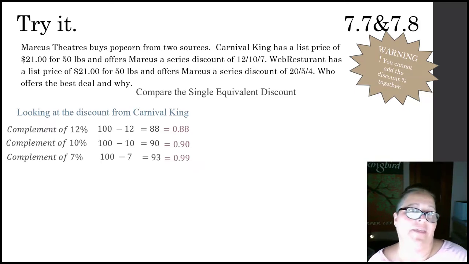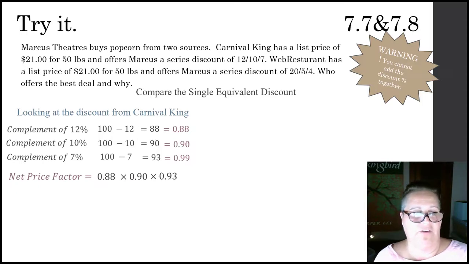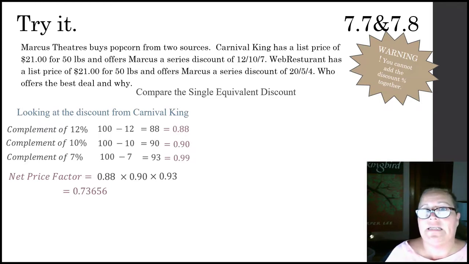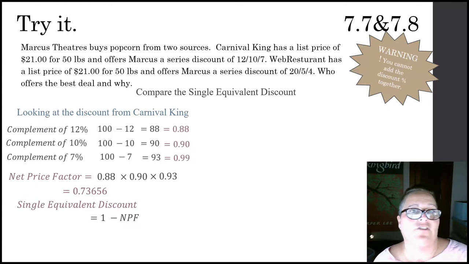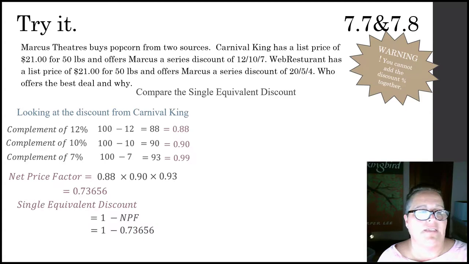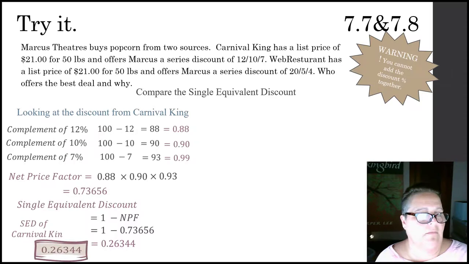So if I multiply those three together, I get the net price factor: 0.88, 0.90, 0.93, which is 0.73656. I need to find the net price factor to find the single equivalent discount. So 1 minus that net price factor is my single equivalent discount. So if I do 1 minus 0.73656, I get 0.26344. That means the single equivalent discount of Carnival King is 0.26344.